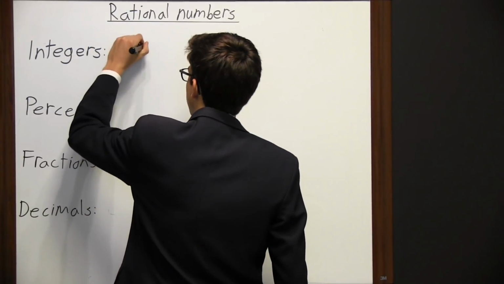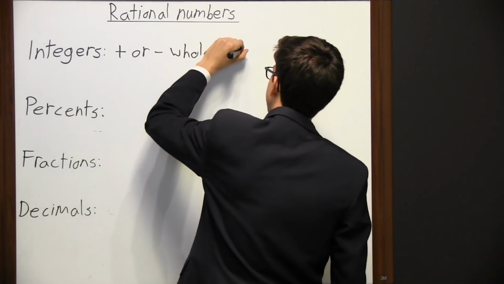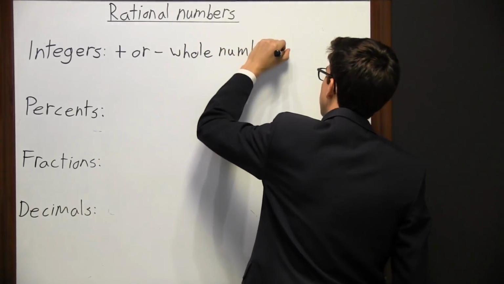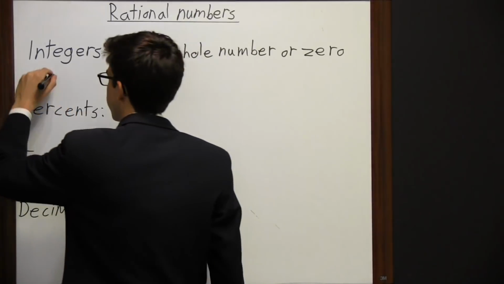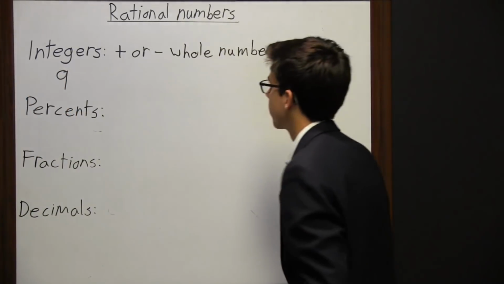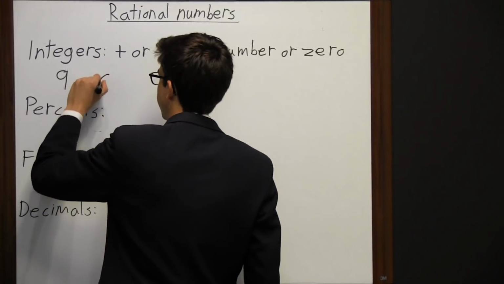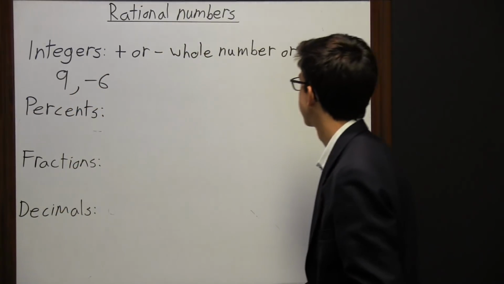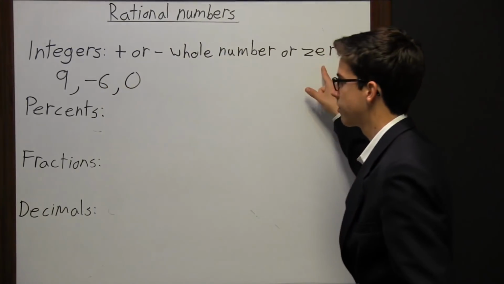An integer is a positive or negative whole number or 0. So 9 would be a whole number. It would be an integer because it's a positive whole number. Negative 6 is an integer because it's a negative whole number. Then, of course, 0 is an integer because we said it was.